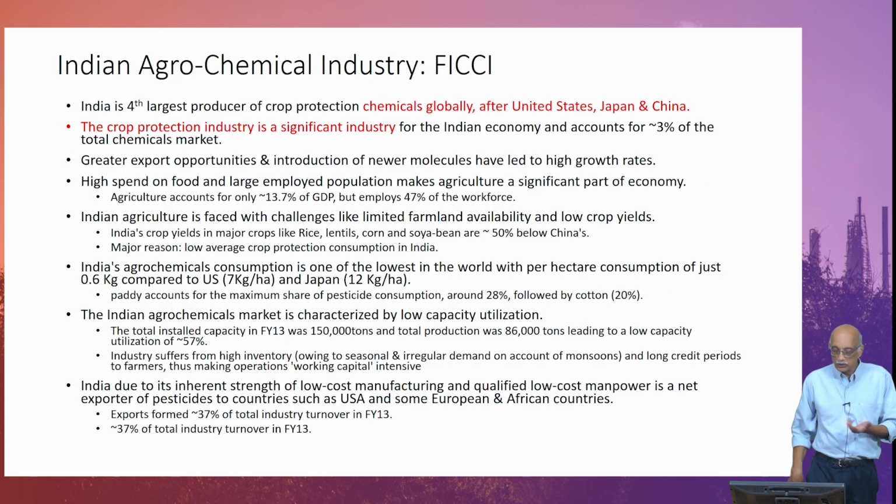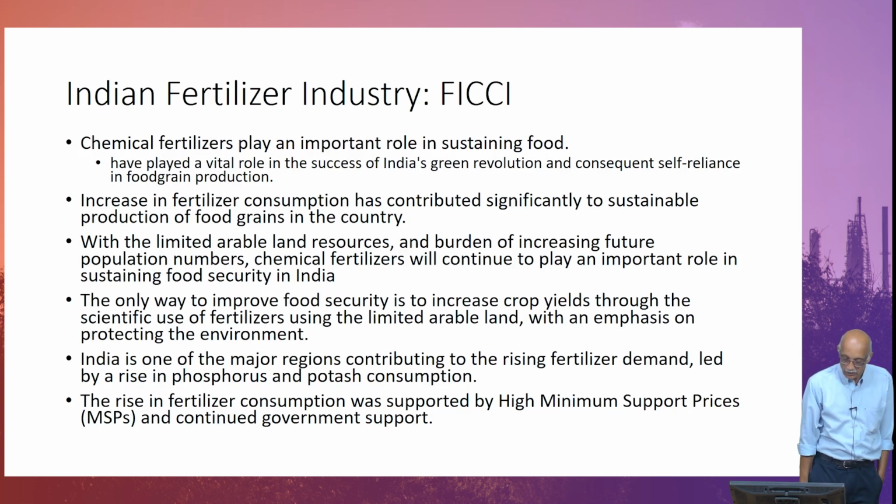India is the 4th largest producer of crop protection chemicals globally after US, Japan, and China. It is a significant industry for the Indian economy and accounts for 3% of the total chemicals market. Again, big opportunities for growth in this sector. The Indian fertilizer industry, chemical fertilizers do play a major role.